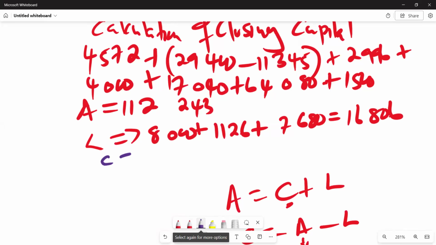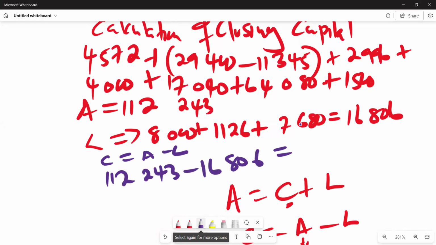Then we employ the formula that says capital is equal to assets minus liabilities. So we are saying your total for assets was 112,243. And then you subtract total for liabilities, 16,806. And then the answer that you're supposed to get there is 95,437.